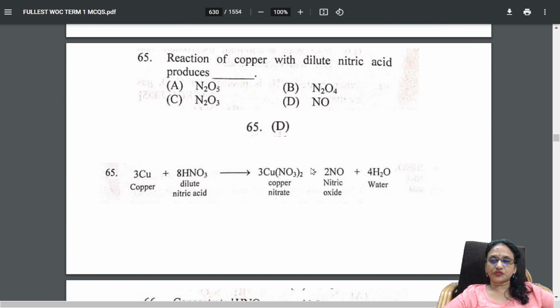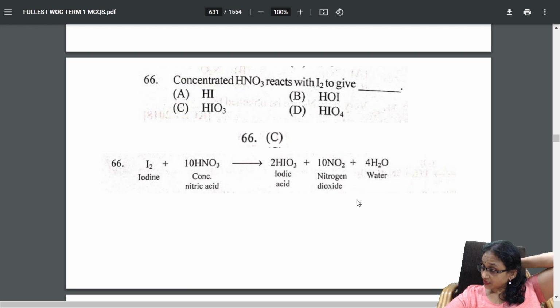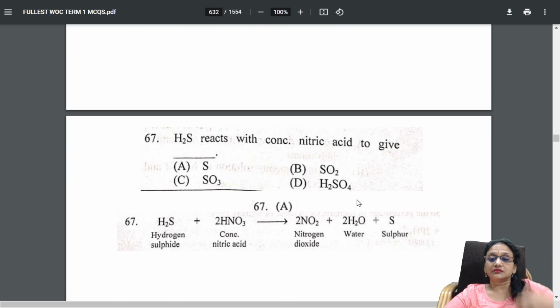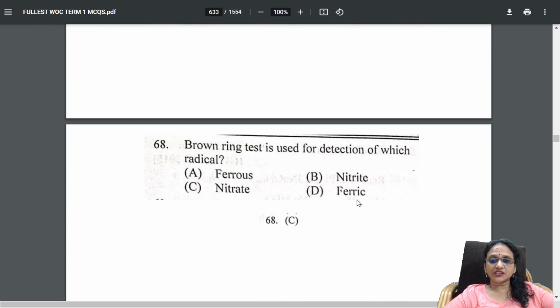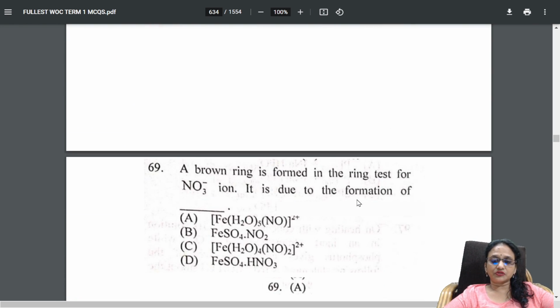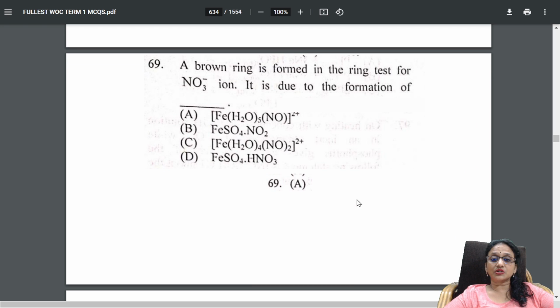So these are the reactions of copper, reactions of iodine with nitric acid, H2S with nitric acid, and the brown ring test. Nitric acid reactions are very important. They will also ask you some practical based questions. What is the brown ring?